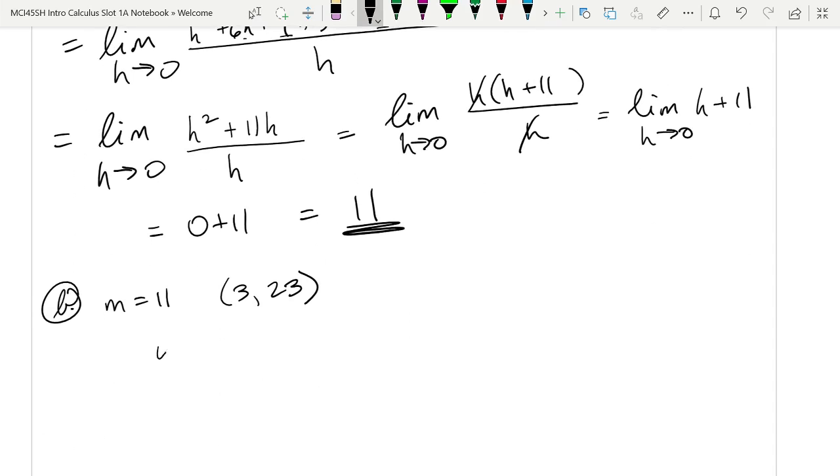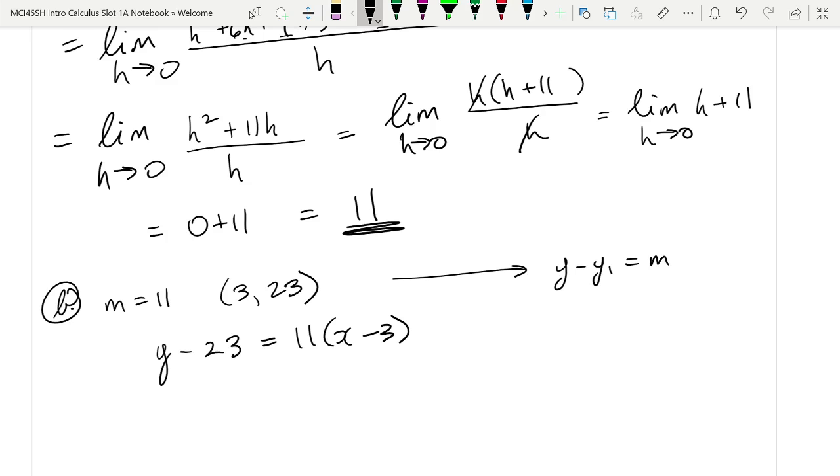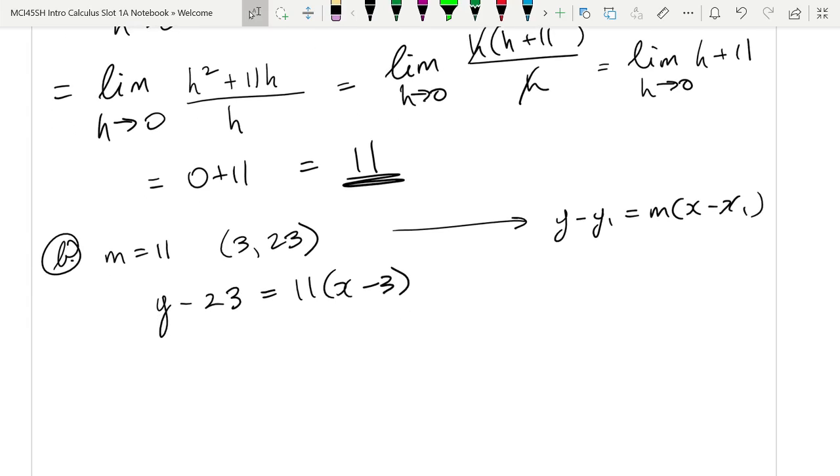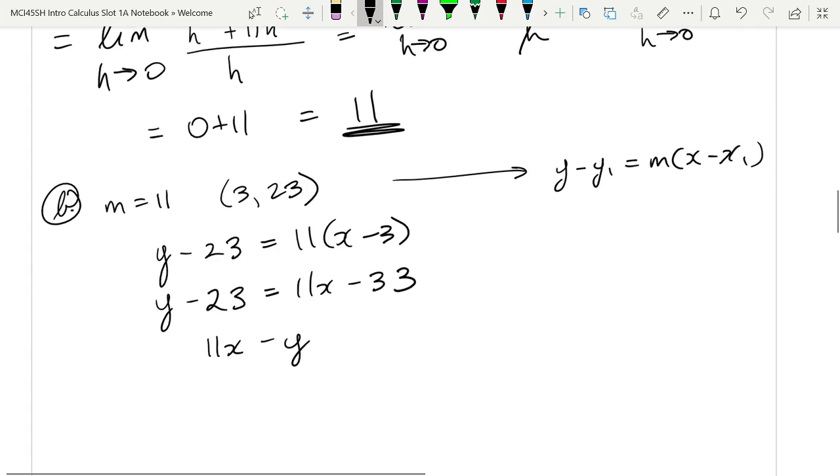So let's make an equation. Y minus 23 equals m times x minus 3. And again, I'm just doing the same thing I did yesterday. I'm using the old point slope formula from grade 10. But most of the time, textbooks want that answer in standard form, so let's do that. We like our x to be positive, so move everything to the right-hand side. So 11x minus y, add 23 to negative 33, and I get minus 10 equals 0.